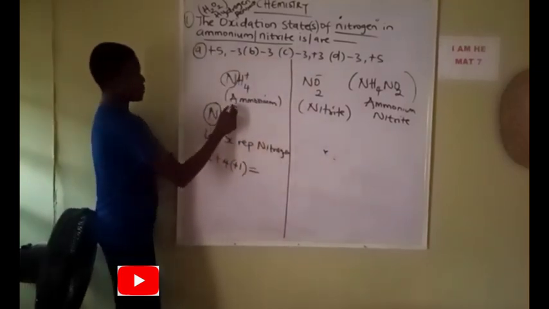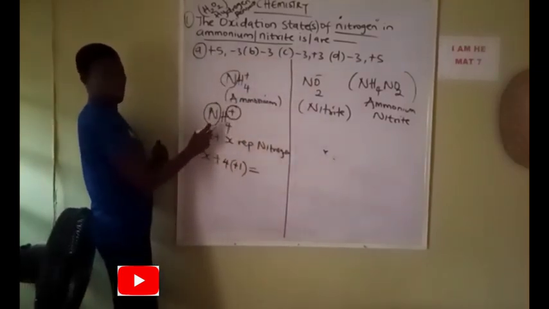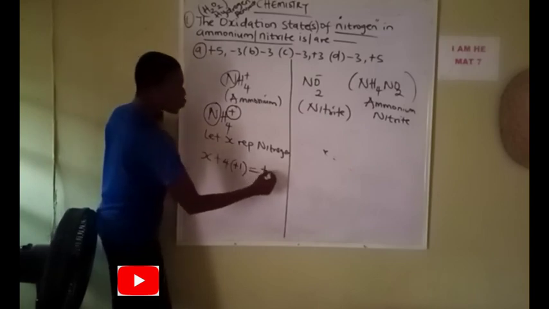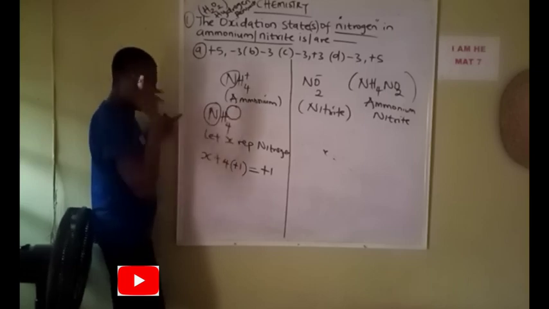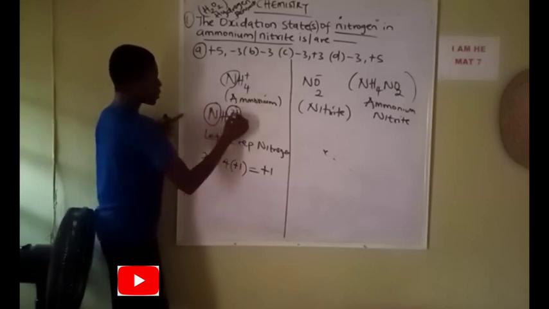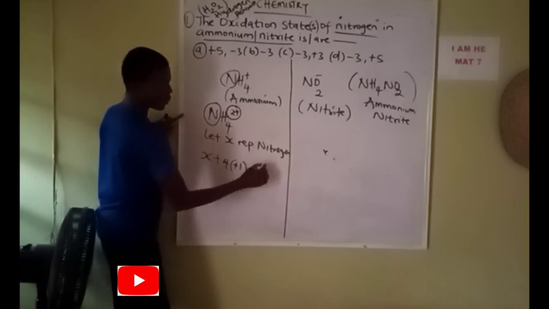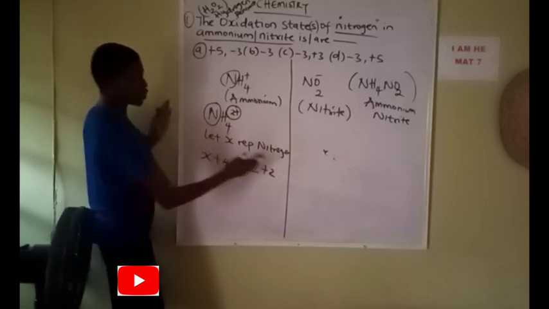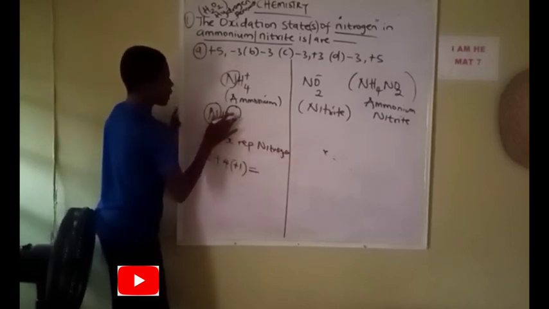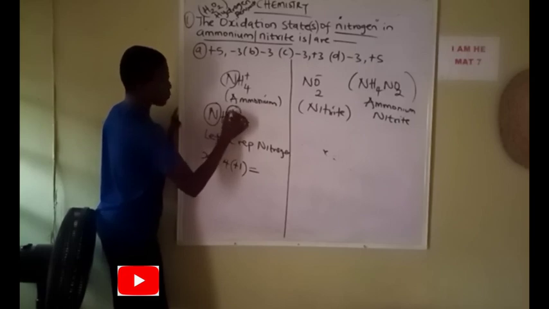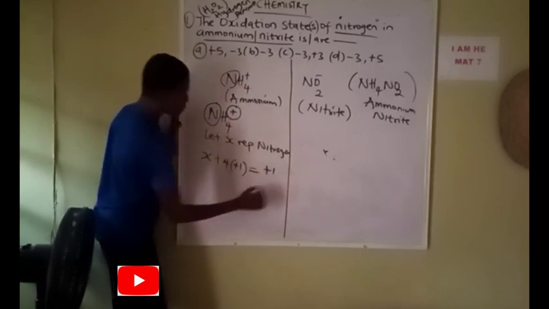Because this plus sign is a radical, it's going to be +1 because of this N here. Assuming it was 2 plus, it would have been +2. Do you understand? But since it's just +1, that's the ion. So that's plus. It's going to be +1. So what do we do then?